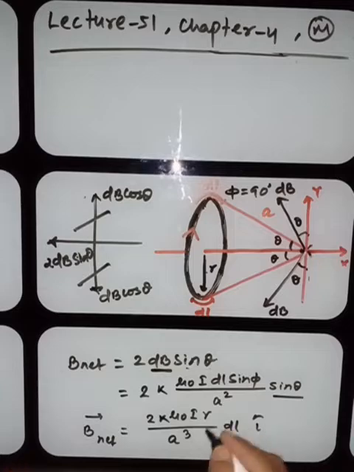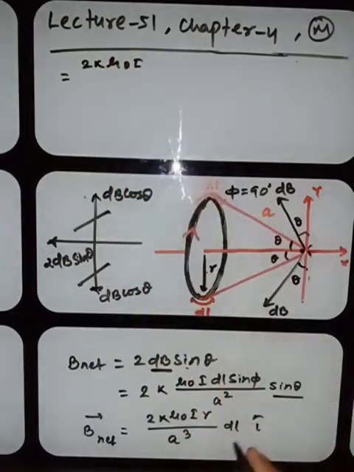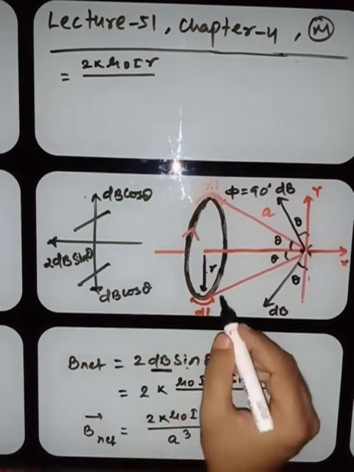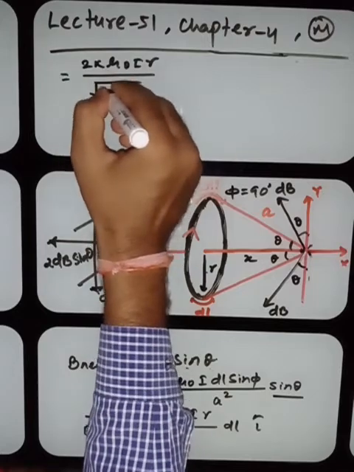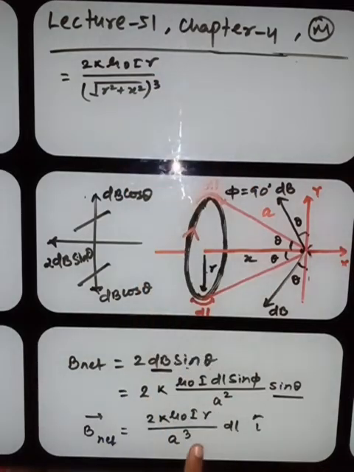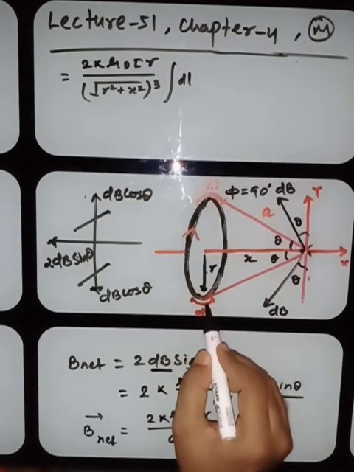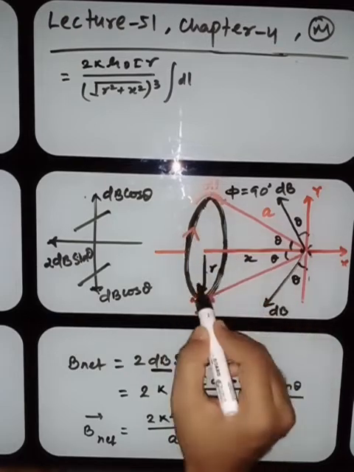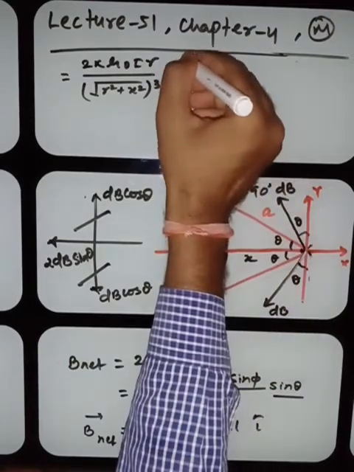Now 2k mu naught IR, 2k mu naught IR divided by A cubed. A is what? Root under R square plus X square. If it is X, root under R square plus X square whole cube, and dl integrated from, remember this dl is integrated to get the magnetic field due to this half ring, and this will be integrated for the half ring. So the integration should go from 0 to, for the half ring, the length will be pi r.